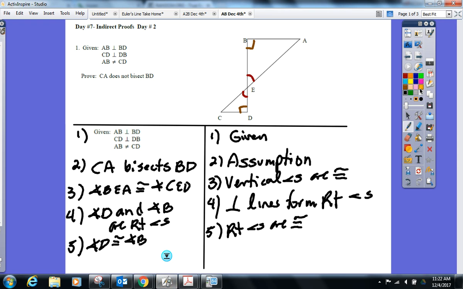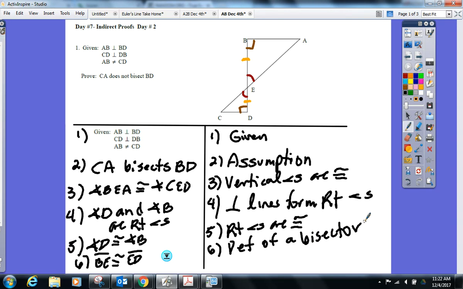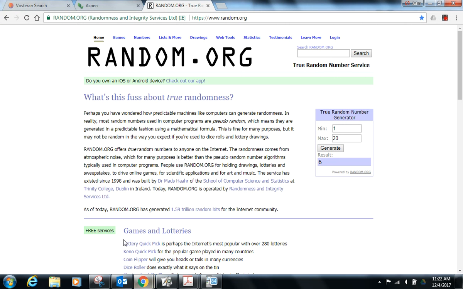BE is congruent to ED because what did our assumption say? There you go. That's what I'm talking about. Use your assumption. Use it. BE congruent to ED. Definition of a bisector. And I don't know about you guys, I think that's good enough. What method now for the triangles being congruent?